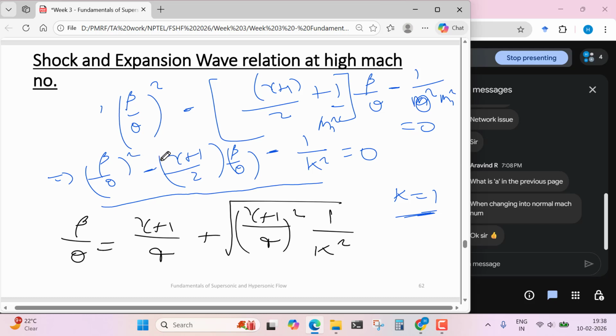This is a quadratic equation, so you can see that minus b plus minus under root b square minus 4ac upon 2a. So like that, this is the equation which can be found. There is one mistake here, this is a plus sign.